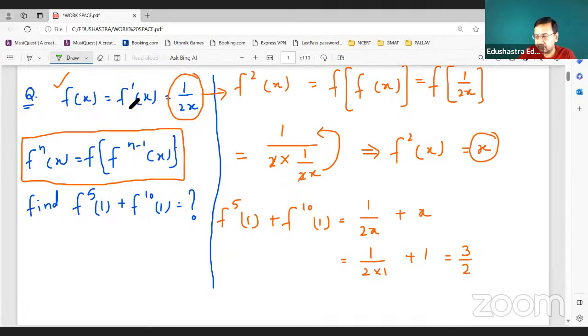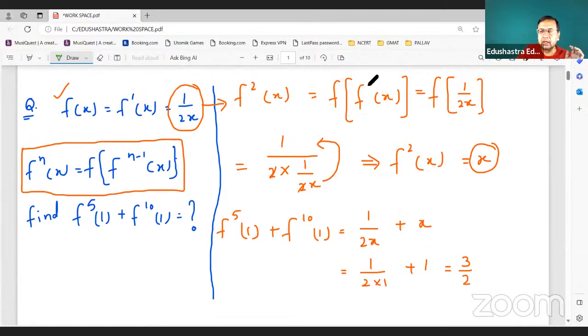When you are having a function, if you are having f1, this is directly 1 by 2x, right? If you are having f2, that is f2x, so you have to run the function f two times. So this is first f, this is second f, right? This is my f1 and this is the f2. First f and second f.